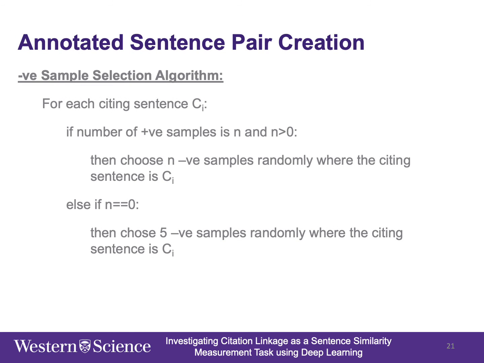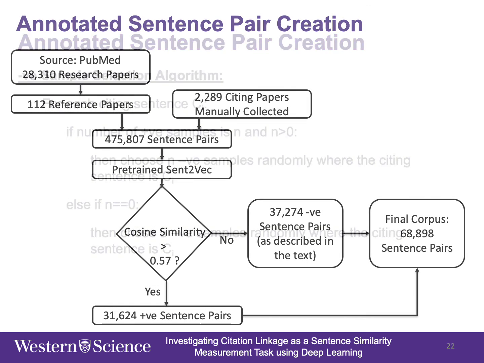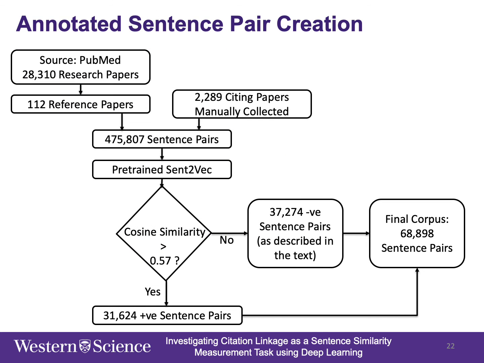So this algorithm works like this. For each and every citing sentence, if there are n positive samples, then we choose n negative samples randomly containing the same citing sentence. And if no positive samples are found, then we choose 5 negative samples randomly with that corresponding citing sentence. And thus we created our corpus with 68,898 sentence pairs.